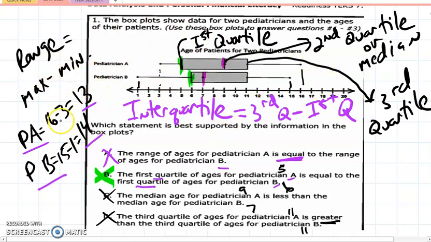Like the range, the first quartile is the first line, the outer edge of the rectangle. That's the first quartile. The third quartile is the last edge of the rectangle. The median is the second quartile, and the interquartile range is the difference between the first and the third. Let's go to the next.